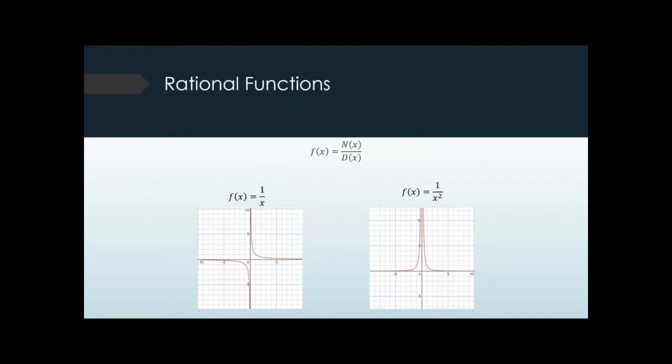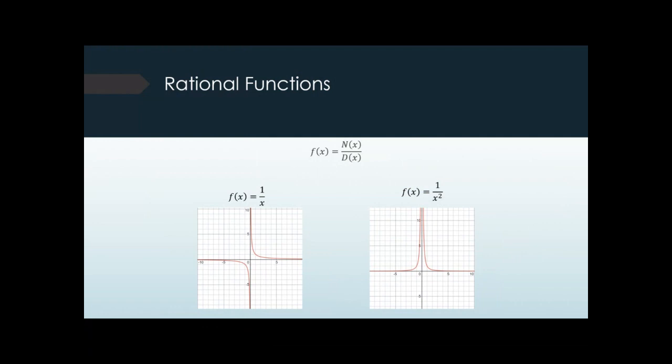So let's start with what a rational function is. So you should be familiar with the word rational. Rational expressions are fractions with variables. Rational numbers are numbers that can be written as fractions. So a rational function is a function that has fractions with variables in the numerator and the denominator. More specifically, they must have a variable in the denominator to be considered rational.